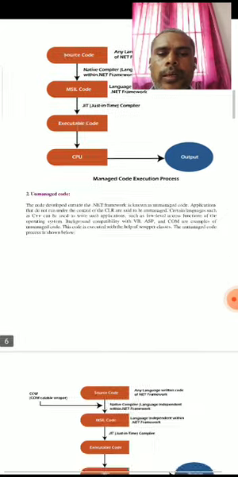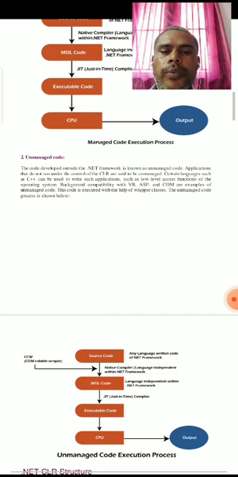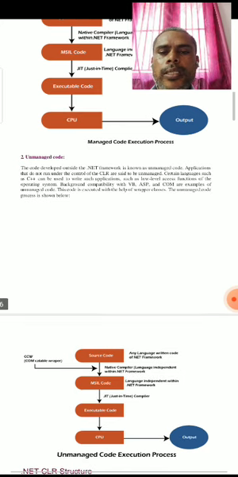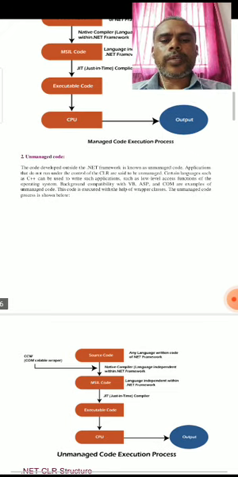Then unmanaged code. The code developed outside the .NET framework is known as unmanaged code. So, applications that do not run under the control of the CLR are said to be unmanaged code. Certain languages such as C++ can be used to write such applications, such as low level access functions of the operating system. So, backward compatibility with VB, ASP and COM are examples of unmanaged code.